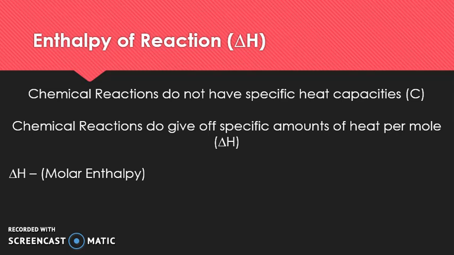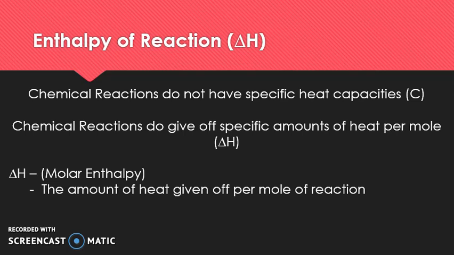Delta H is officially called a molar enthalpy. And what it specifically means is the amount of heat that's given off per mole of reaction. Now that's not something that we've seen before, mole of reaction. I'll explain what that is in a little bit. The units of delta H are a lot like c, but instead of being in terms of grams, this one's in terms of moles. So this is the number of joules per mole of reaction.